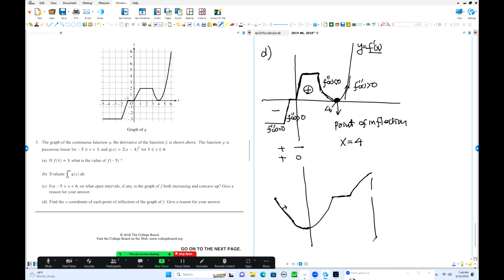After this, still increasing over here, right? But concave up, increasing, that is what? Concave up, increasing. At this point they change concavity, from concave down to concave up. Only this point is the inflection point, not this one, not this one, okay?